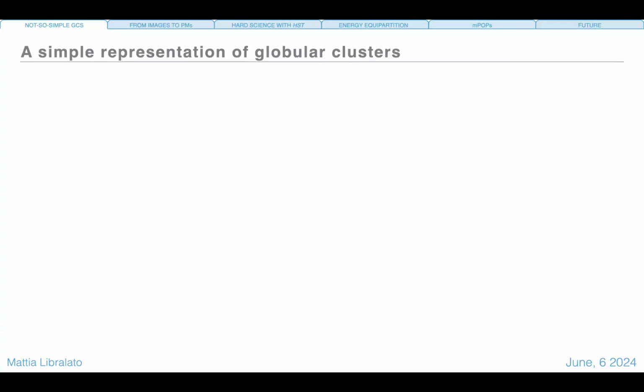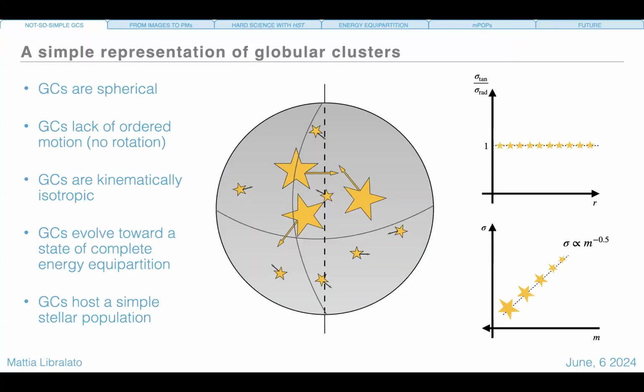So till a few decades or so, I would say, we thought that we knew everything there was to know about globular clusters and that we could simply represent them as a series of approximations. Globular clusters are spherical systems that lack ordered motions. So stars just buzz around like bees in a beehive. Globular clusters are kinematically isotropic, which means that if you take two orthogonal directions of the motions and you study the velocity of the stars, it's the same.